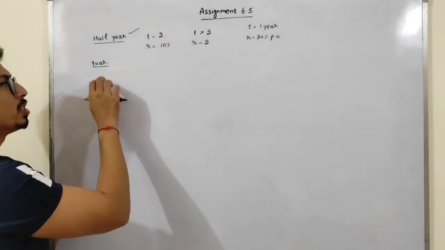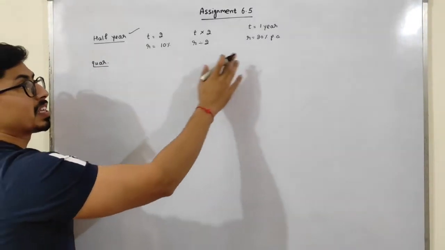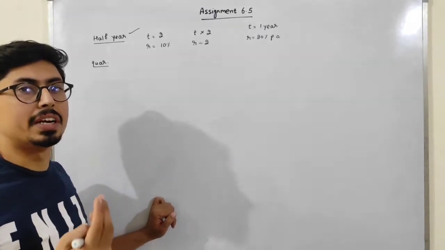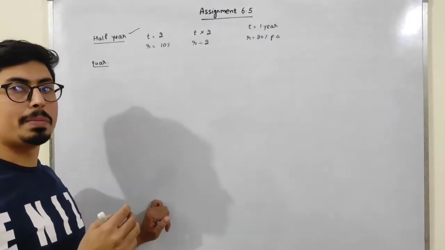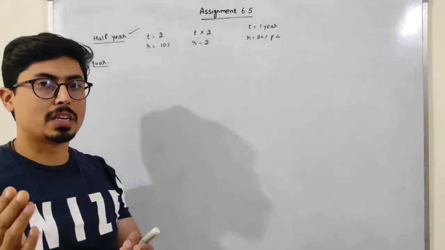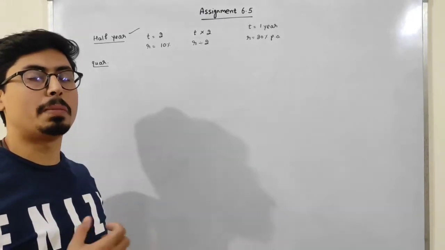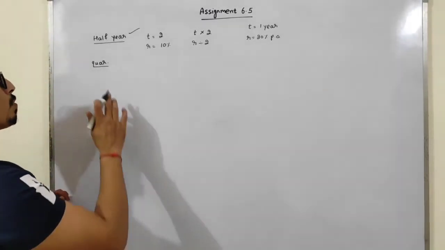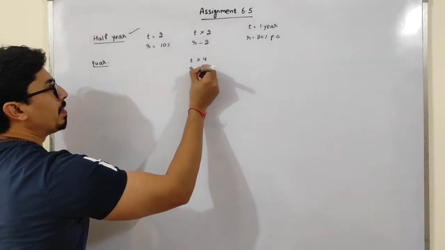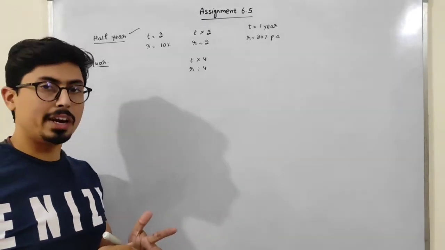Now similarly, quarterly means 1/4. Therefore for quarterly I have to divide this rate into 4 parts, because after every 3rd month I am taking interest. That means I am dividing my 1 year into 4 parts. So for quarterly, time will be multiplied by 4 and rate will be divided by 4. Just make sure this concept is clear to you.